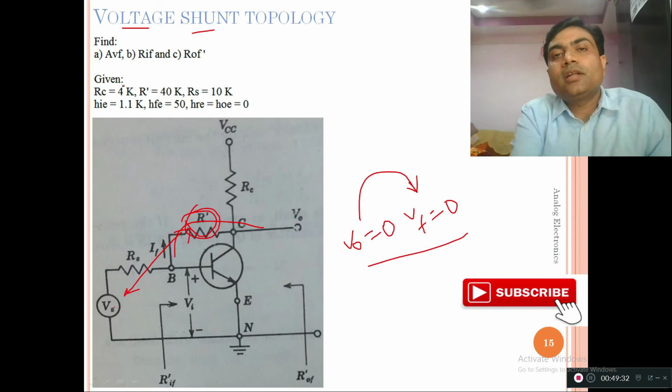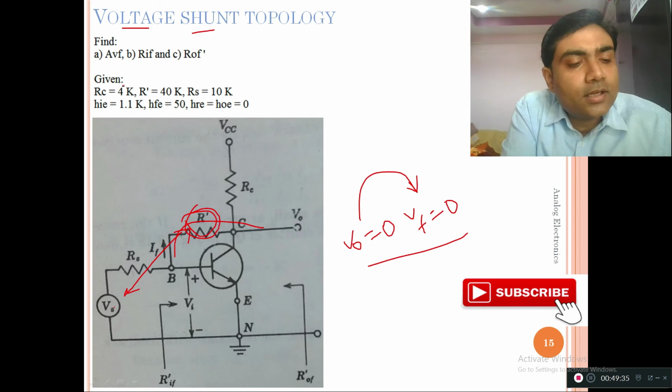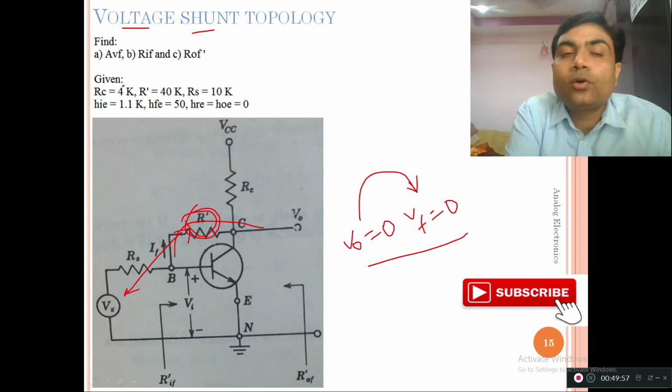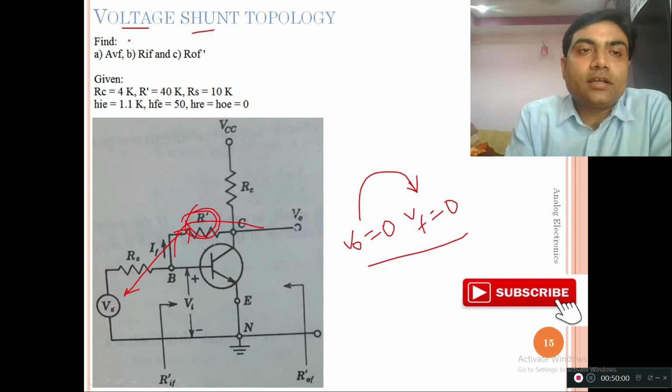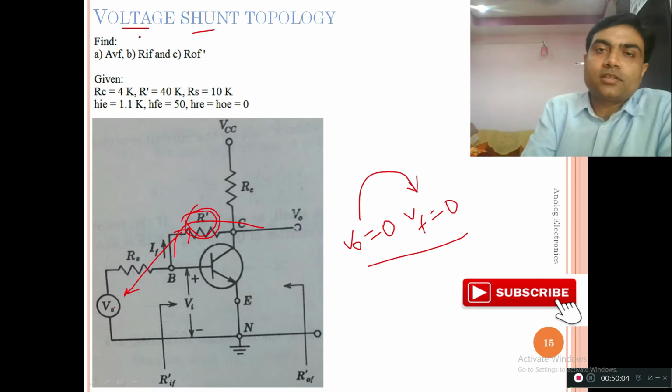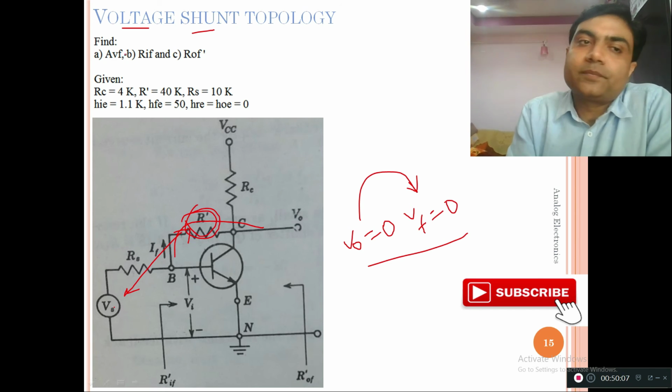The first circuitry which we discussed today was voltage series, that is nothing but the voltage amplifier. Second, we discussed current series, that was nothing but the transconductance amplifier. We had calculated GM. Third, we discussed the current shunt amplifier, that was nothing but the current amplifier AI, and we had calculated AIF. And the final circuit given over here is nothing but the voltage shunt topology, and voltage shunt topology is nothing but the transresistance amplifier.